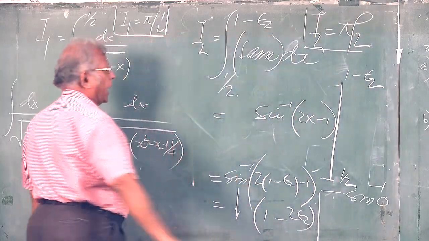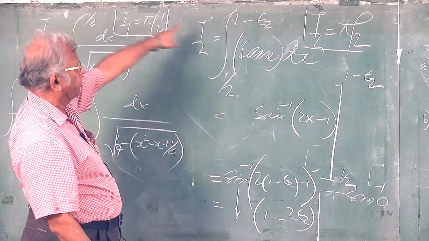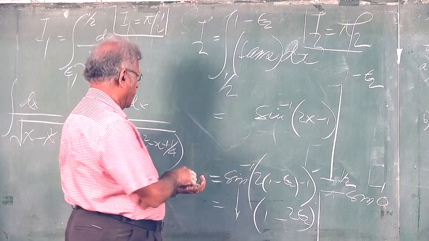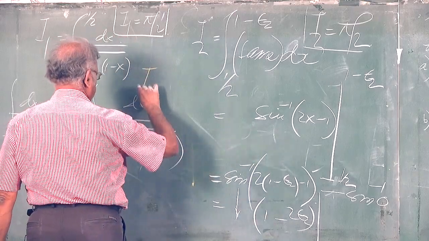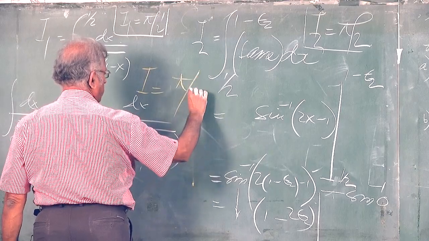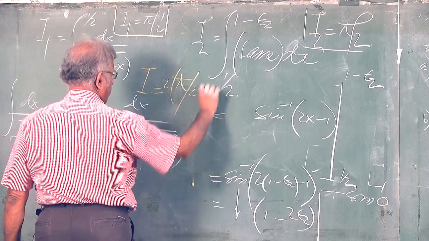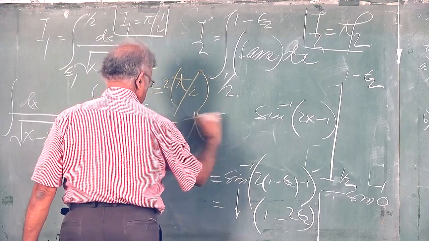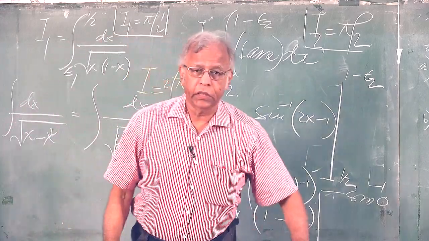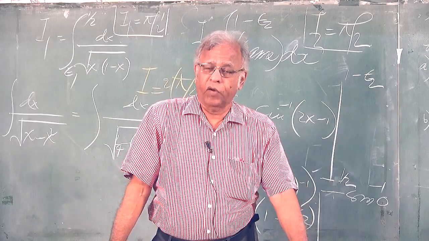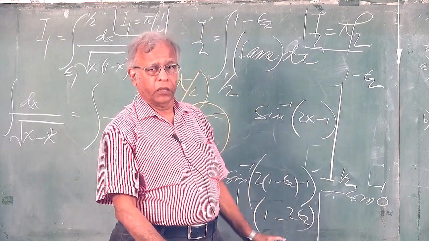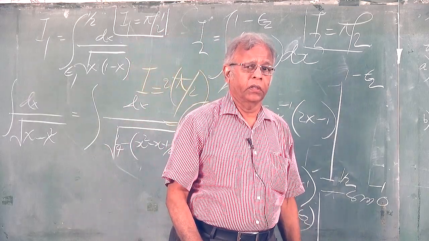So when we combine I1 and I2 to give the value of I, we come to the conclusion that I is nothing but pi by 2 plus pi by 2. So 2 times pi by 2, that is pi, and this is the result. The integral is a finite quantity, it converges to the value of pi, and that concludes this part of the discussion.